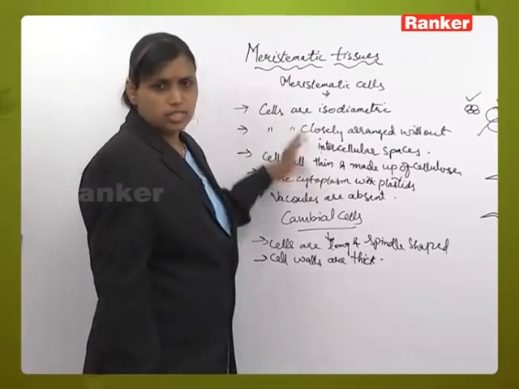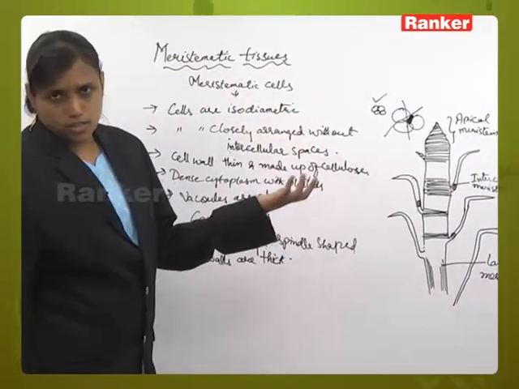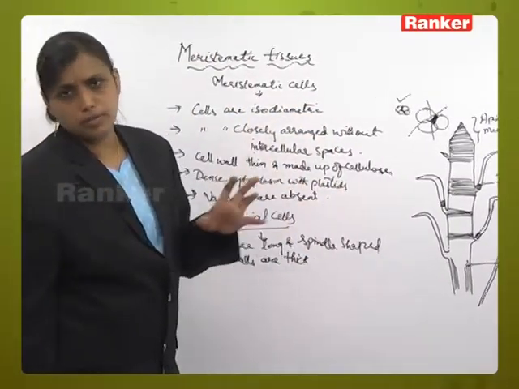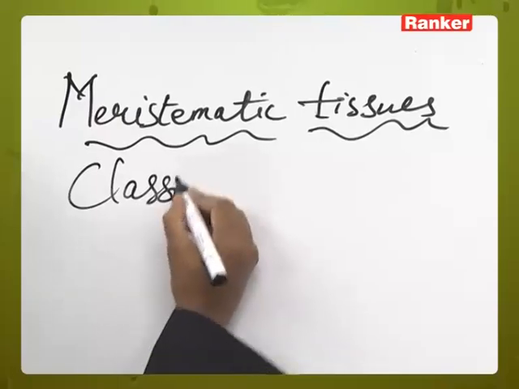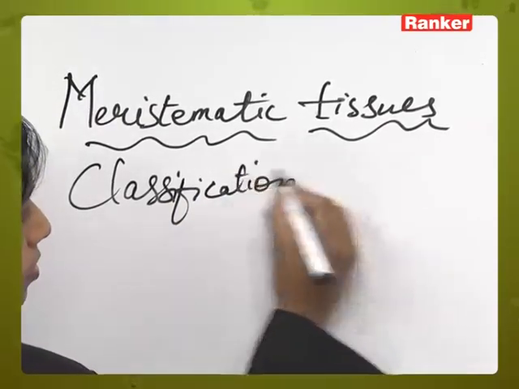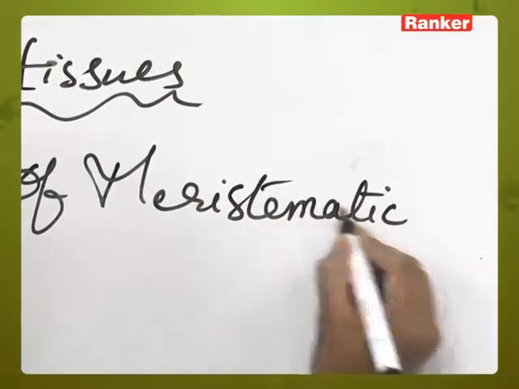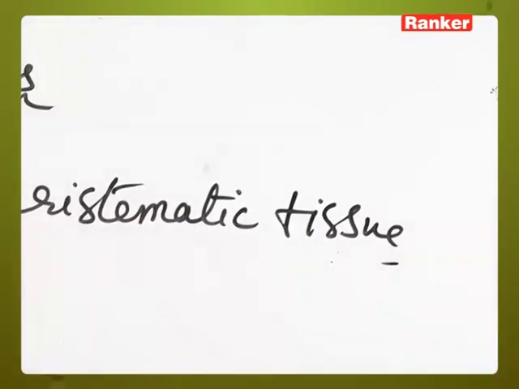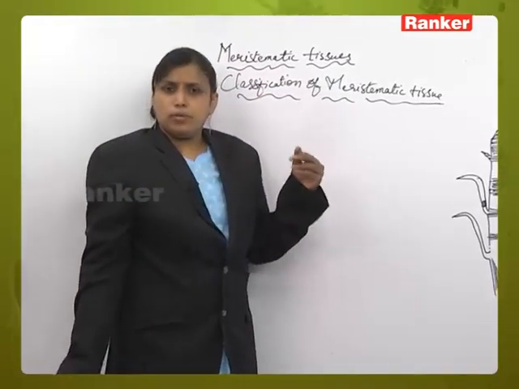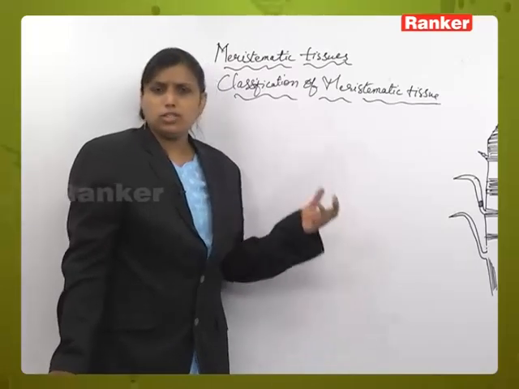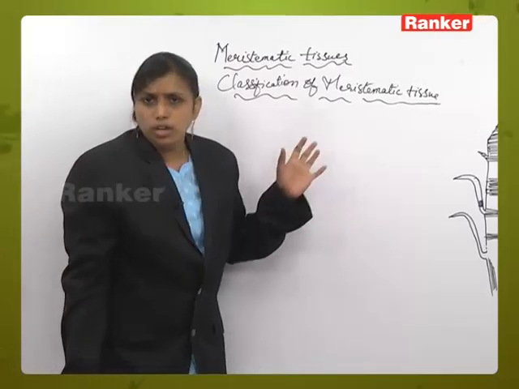Now these are the basic characteristics for identification of meristematic cells in the tissue organization of the plant body. On the basis of these points, we can say that these are meristematic tissues, these are simple tissues. Now we will go for the classification of the meristematic tissue. What is the classification of meristematic tissue? On the basis of origin, position, and function, meristematic tissue can be classified into different categories.